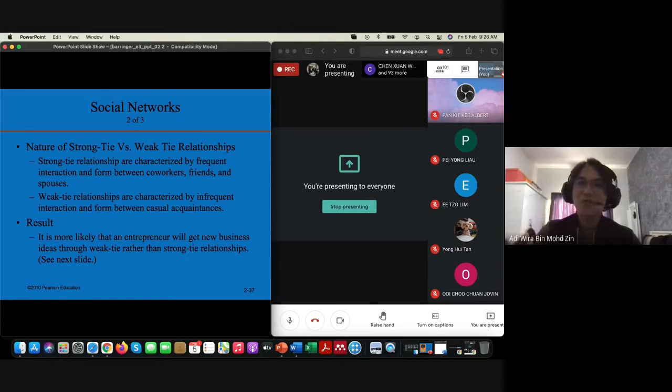Work becomes smooth and efficient. The company doesn't bother whether you're kiasu or not, they just want to make sure the jobs become more efficient and fast. But you have to understand that at one time, the weak tie relationship can become a strong tie relationship. How? Because throughout time, you get to know each other, the boss gets to know you, and eventually it becomes a strong tie relationship.